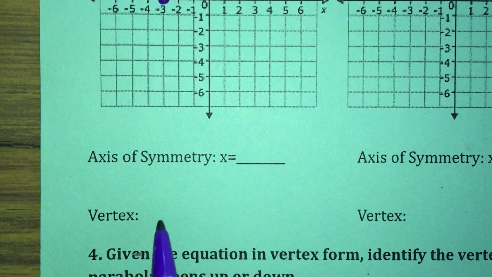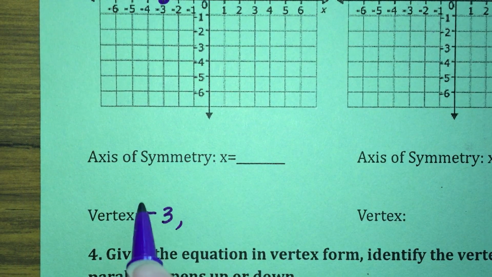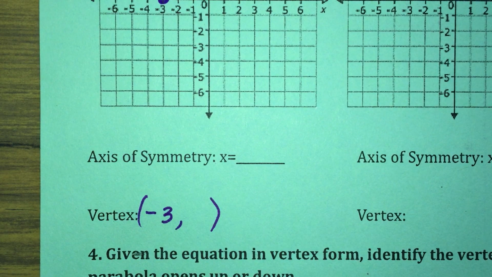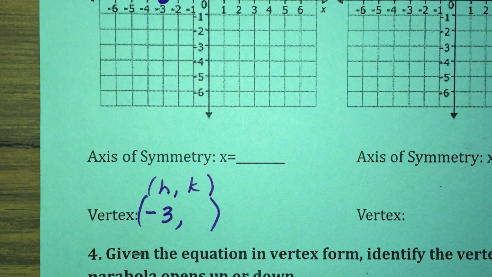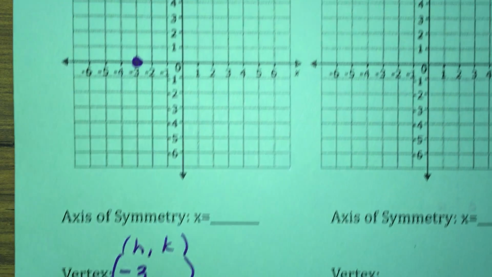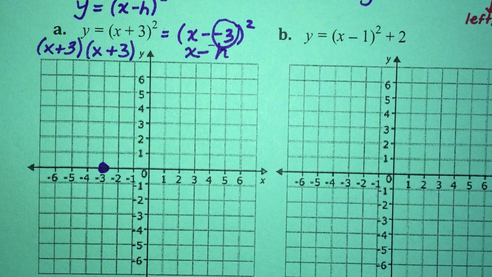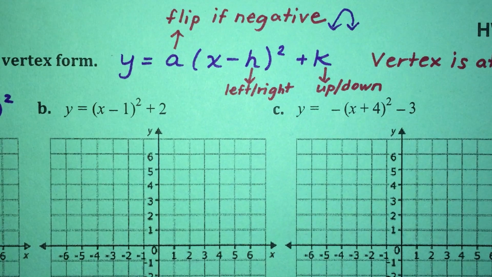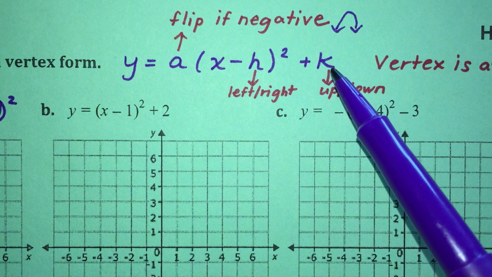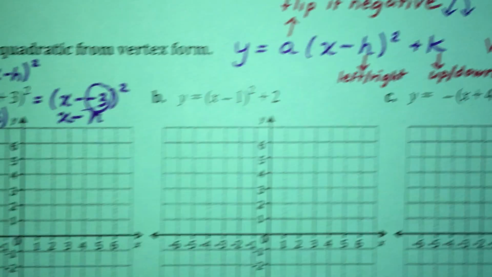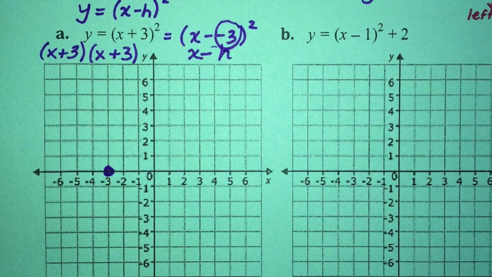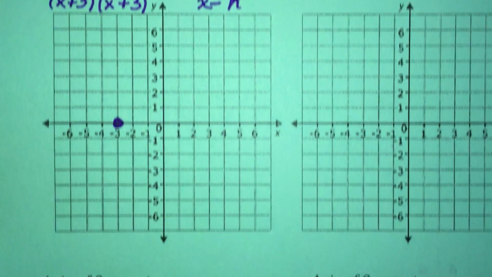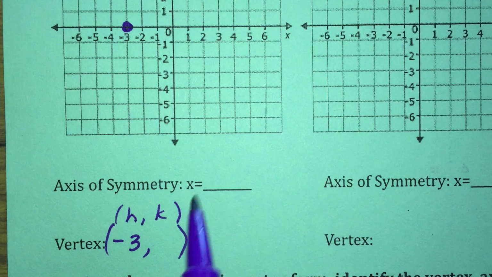So when it asks you where's your vertex, it's at negative 3, comma, something, right? But this is always h, comma, k. So we did our h. We know it's negative 3. Now what's the k? The k is always after the parentheses in vertex form, so I'll just show you this one again. It would be like a plus or a minus something. There's nothing there. So this one, again, it bounces right off the x-axis. It stays there, and it's not moving up or down at all. And so that value for the k is 0.